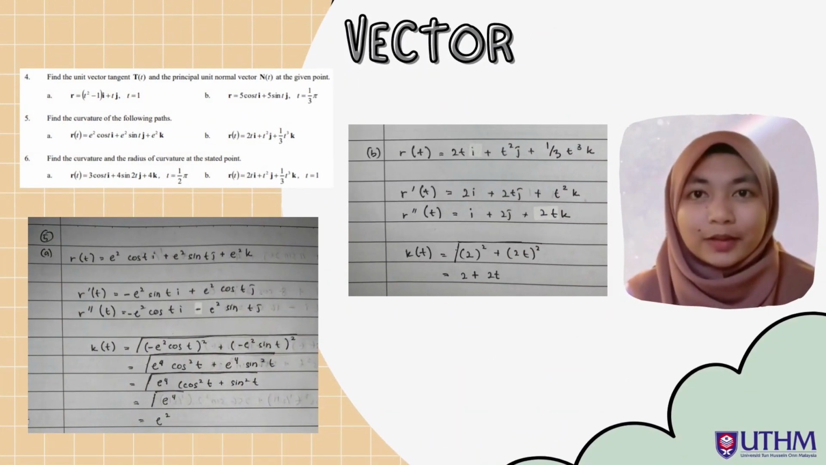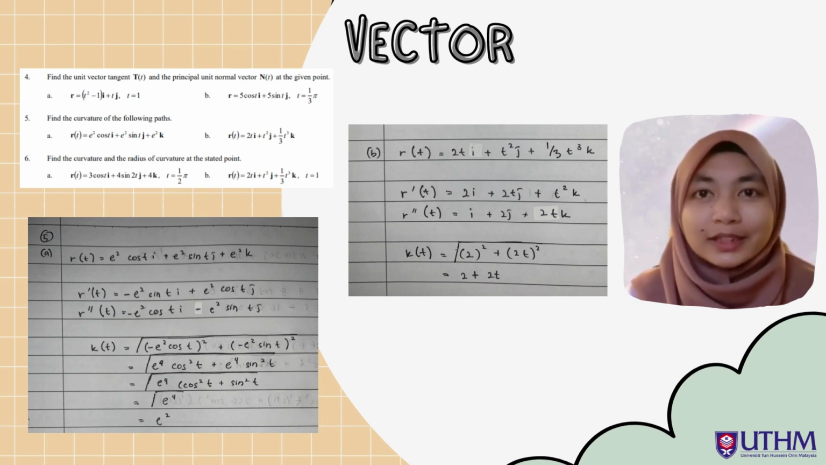Question number 5a, we need to do the second derivative. The first derivative is negative e square sin t i plus e square cos t j. The second derivative will be negative e square cos t i minus e square sin t j. So kt is the square root of (negative e square cos t) power of 2 plus (negative e square sin t) power of 2. We calculate and we get the answer.